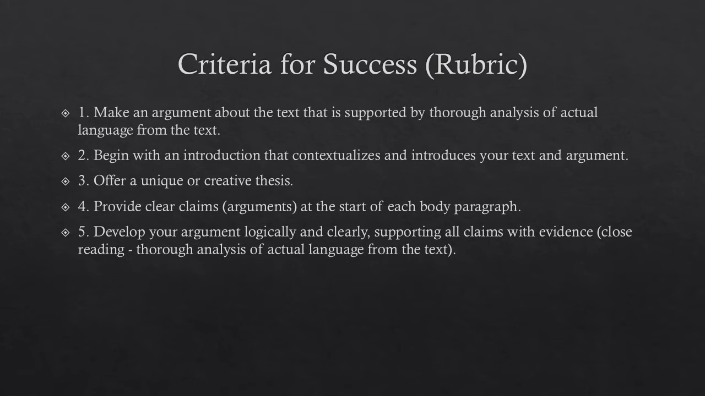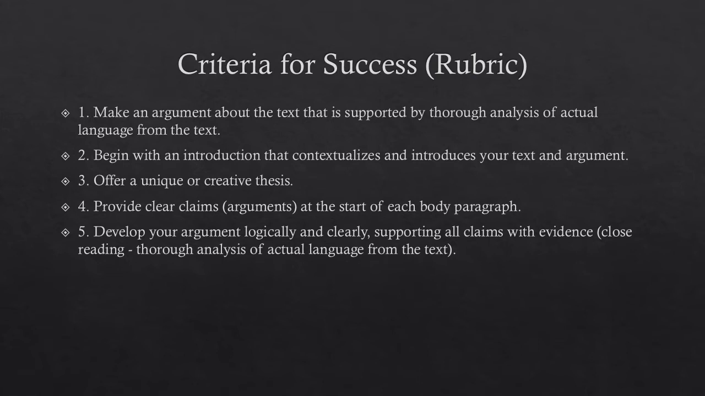But make sure you have these. So number one, make an argument about the text that is supported by thorough analysis of actual language from the text. So this is like a summary of the whole thing I'm wanting you to do. And there's two key components to the paper. You need to have a thesis, an original argument you're making, your opinion about what the text means. And for our class, I have questions on Canvas, so answering that question clearly and fully can be your argument. You can turn that into a thesis.